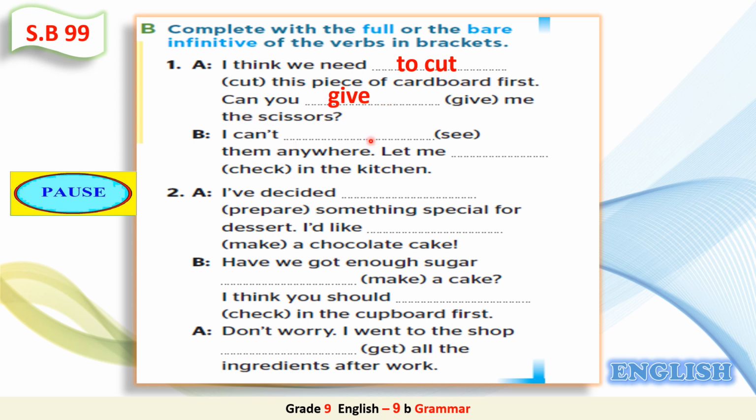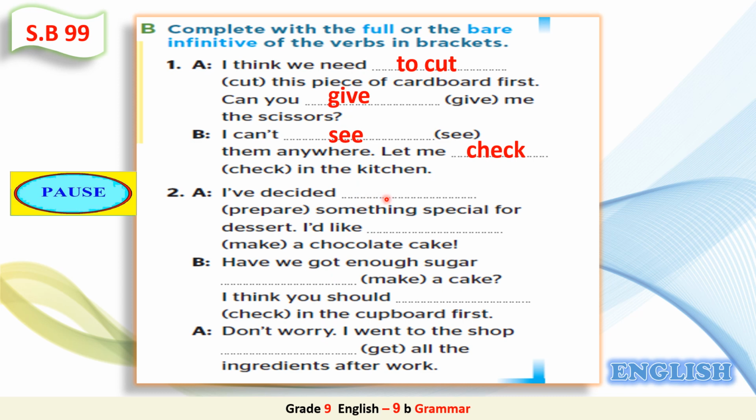What about this one? Excellent, it's see. Again, it is preceded by the modal can. Now what about this one? What do you think? Great, it's check. Why? Because here we have the verb let, and let is followed by bare infinitive. Now let's go to the second dialogue.